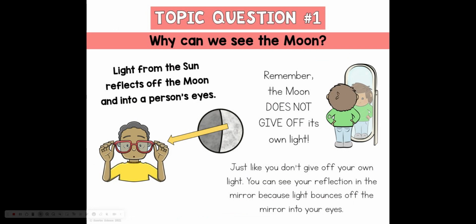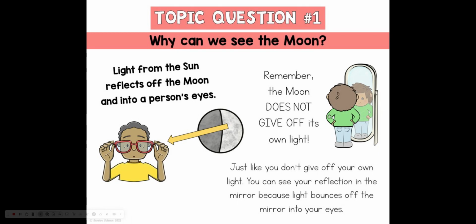So topic question number 1, make sure you fill that out. Why can we see the moon? The moon is up in the sky, so why can we even see it? Light from the sun reflects off the moon into a person's eyes. It's actually the light on the side of the moon that is facing the sun. Not the whole entire moon is lit up from the sun. The moon does not give off its own light, it does not have a light that comes on and off. It reflects the sun off of the moon's surface.